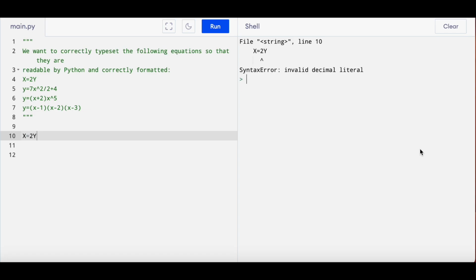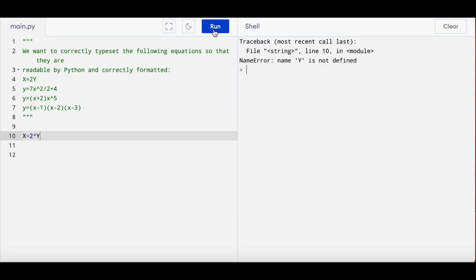Python does not understand 2y. It does not understand that this is 2 multiplied by y. So we always have to insert multiplication, even though we can read an equation without that inserted. And then if we insert the multiplication, Python does not give a syntax error, but it does give an error because it can't make the calculation since we haven't provided a value for y.